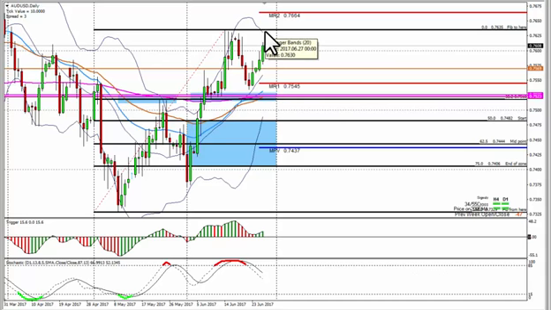Possible counter trades 7635 and 7664. Back down to the 55 EMA and then the monthly pivot point there.